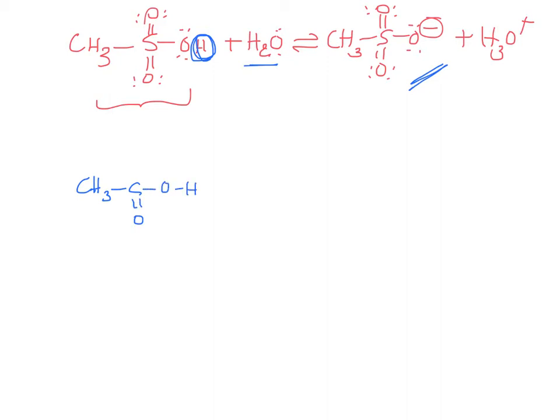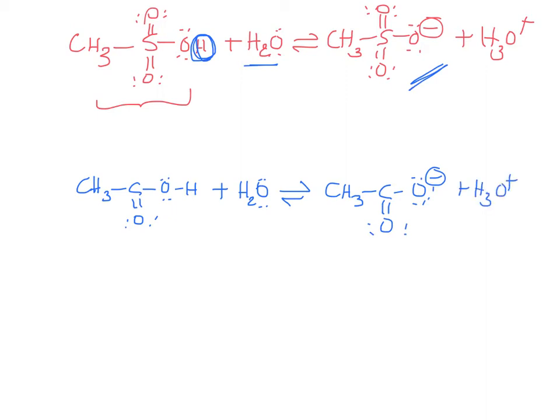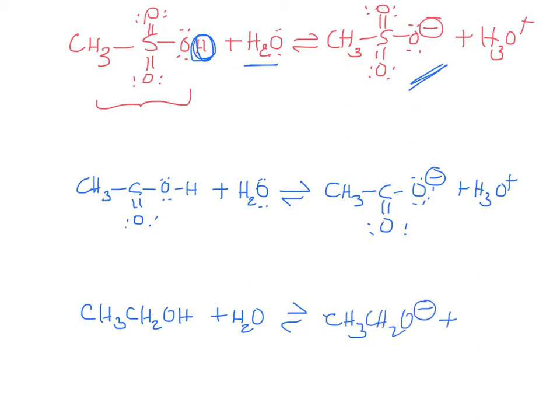The reaction in that case is going to be acetic acid plus water gives you CH3COO negative plus H3O plus, and the third reaction is CH3CH2OH plus H2O. We are trying to say that we are going to get CH3CH2O negative plus H3O plus.